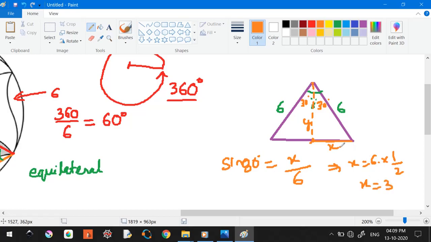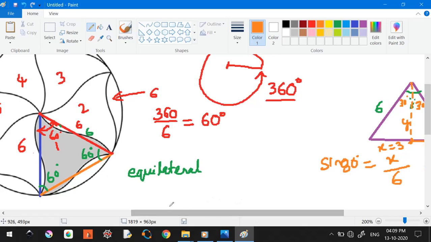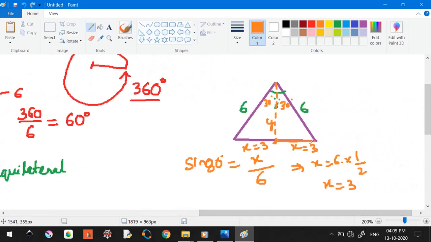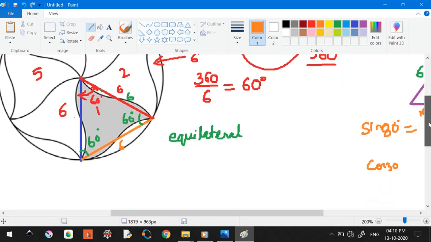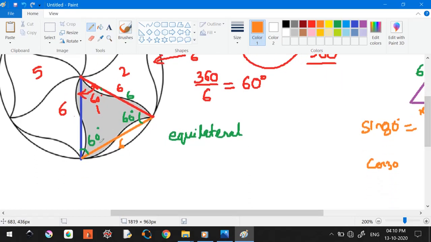You can see this has come to 3. Since this is the midpoint, because this line is splitting the line into 2 halves, this is also going to be 3, which is what I have already explained. This is also going to be 6 because this is an equilateral triangle, which is proved from here. Like that you can also take cos 30 and measure this. Let me tell why I am doing this: because I want to find the area of this particular triangle.